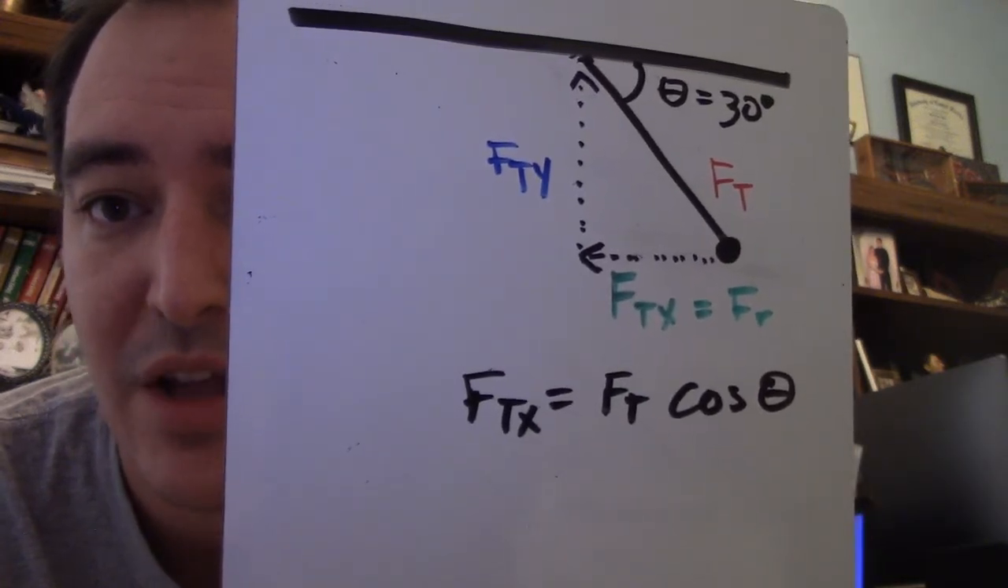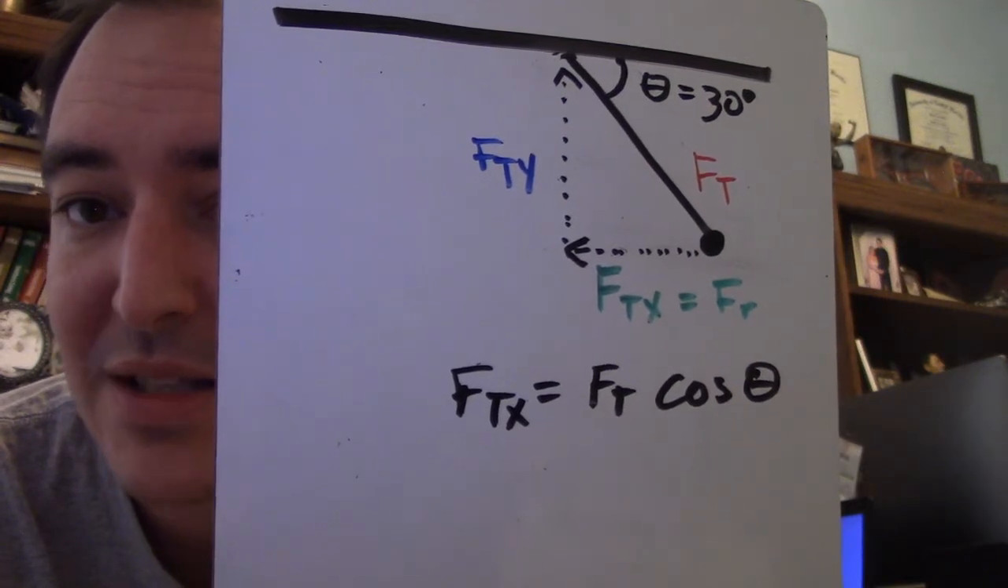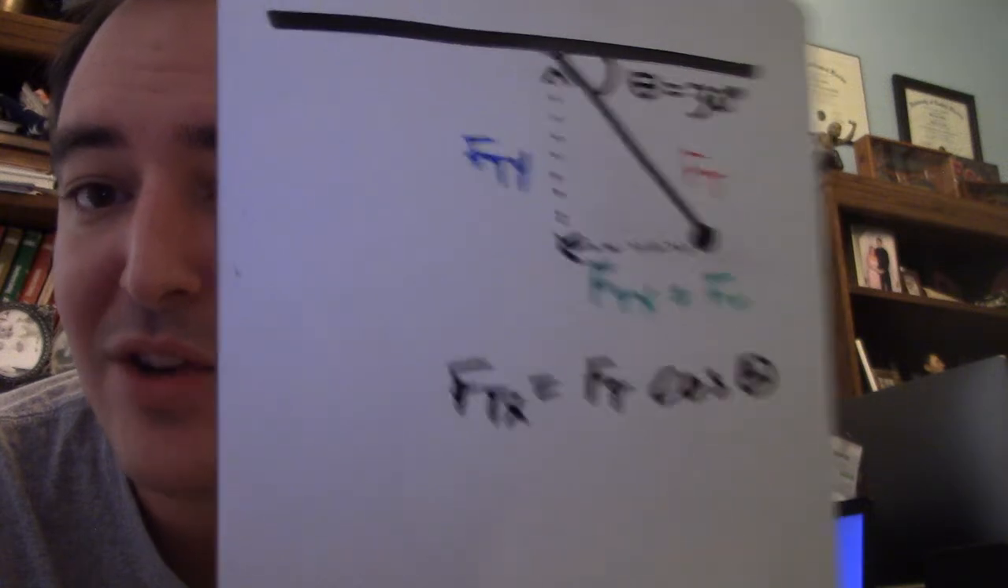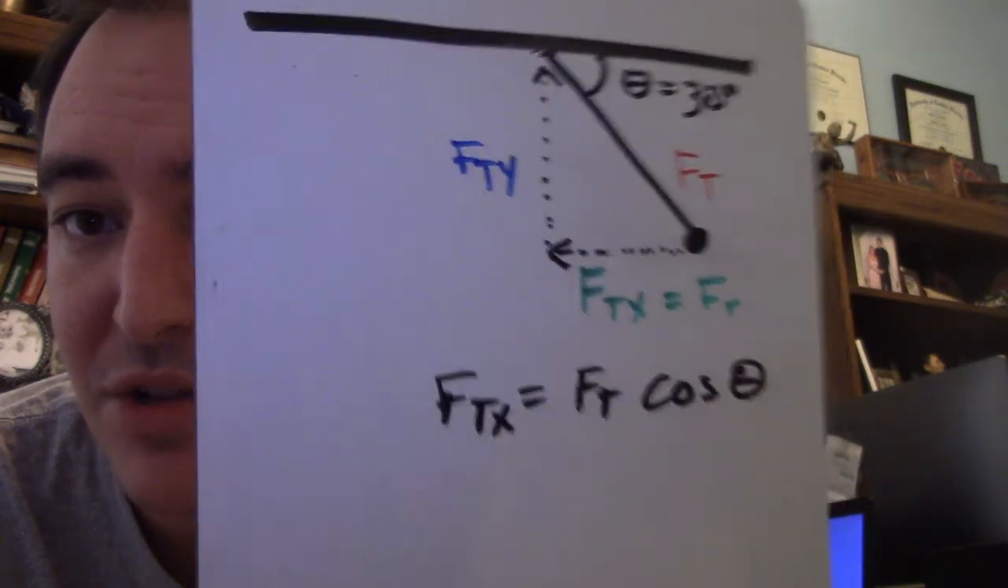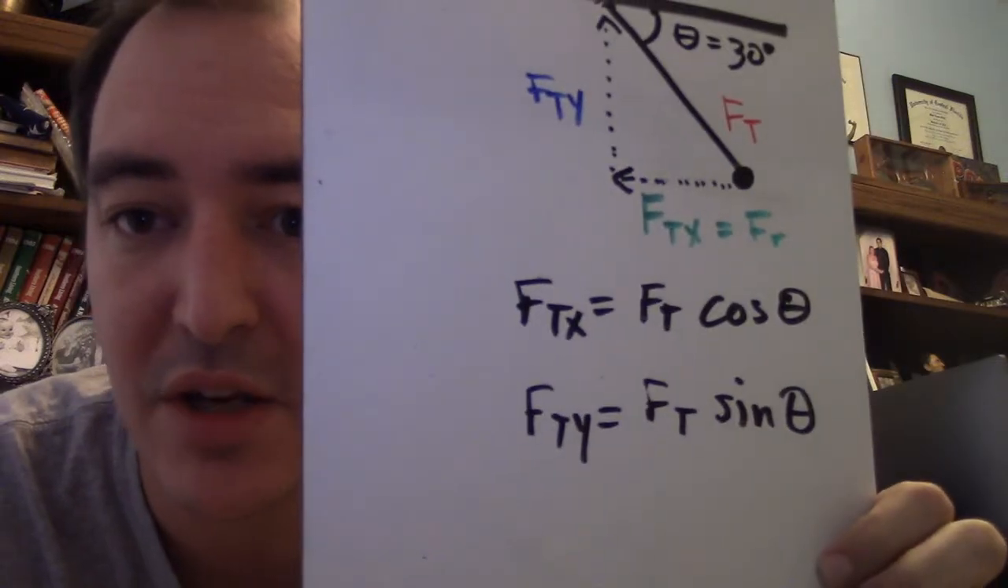was usually they didn't give us enough to just go ahead and plug for force of tension x. We had to solve for our force of tension, and usually we did that by knowing that our force of tension y canceled out the force of gravity, right? Because again, the force of tension y is force of tension times the sine of our angle. But if we don't know the force of tension, then that doesn't help us.